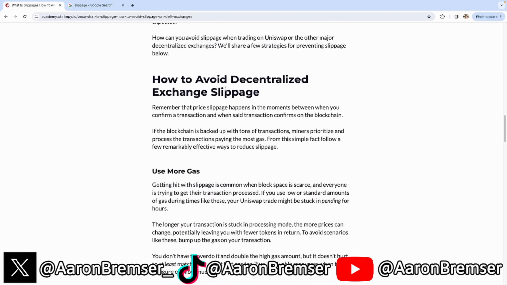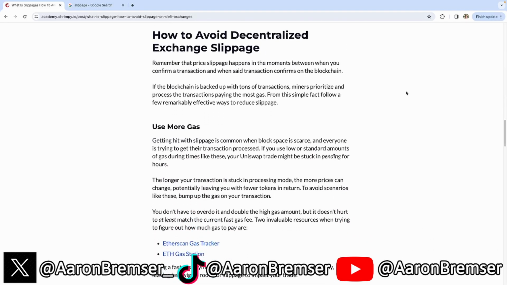How to avoid decentralized exchange slippage. Remember that price slippage happens in the moment between when you confirm a transaction and when said transaction confirms on the blockchain. If the blockchain is backed up with tons of transactions, miners prioritize and process the transactions paying the most gas. From that simple fact, follow a few remarkably effective ways to reduce slippage.